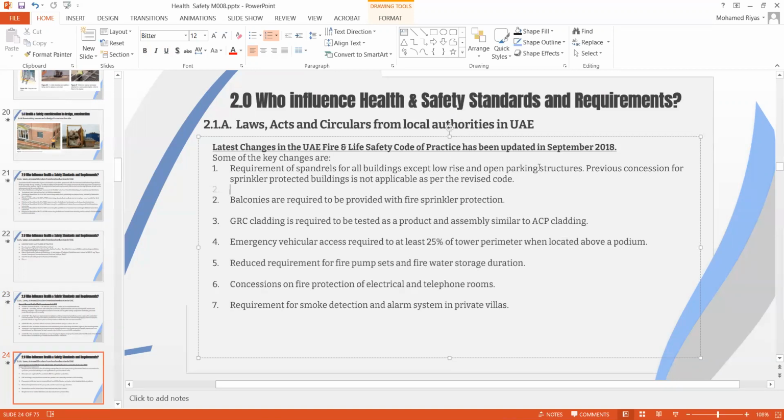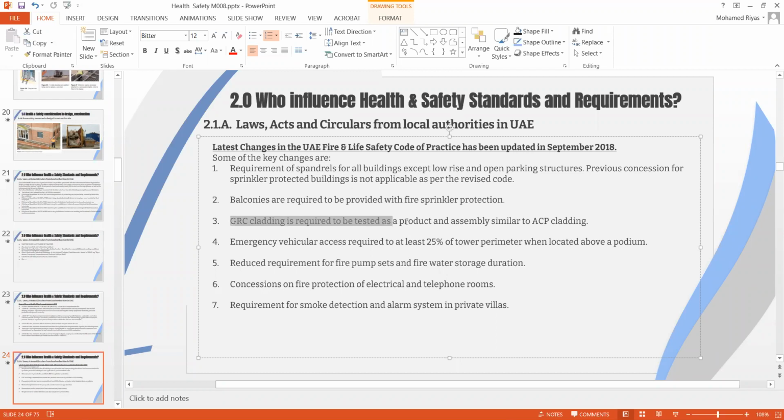The key changes in fire safety standards in UAE are the requirement of spandrels for all buildings except low-rise and open parking structures. So the spandrel for all buildings has been encouraged. The previous concession for sprinkler protected buildings is not applicable as per the revised code. Balconies are now required to be provided with fire sprinkler protection.